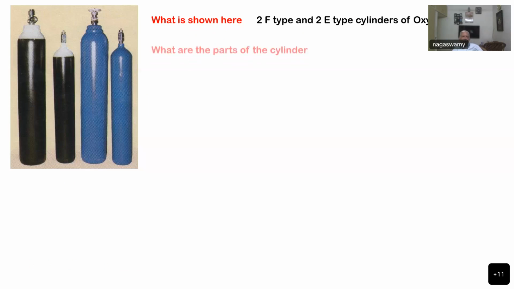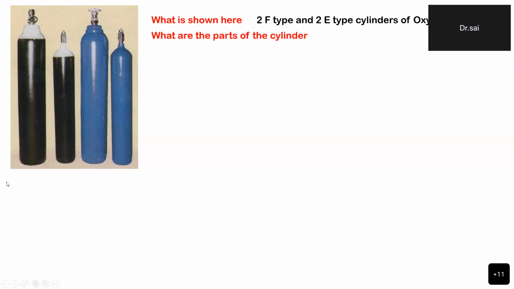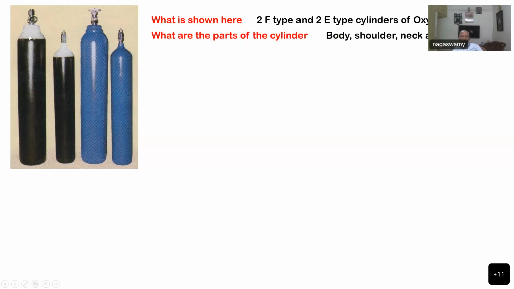What are the parts of a cylinder? Body, shoulder, and head. So you have the body here, you have the shoulder painted white here, then this is the valve block, isn't it? So body, shoulder, neck, and valve block. These are the four parts. What is Wood's metal and where is it used and why? Gas leak.